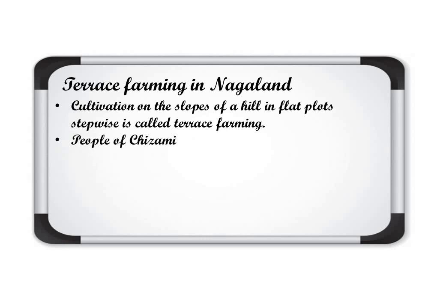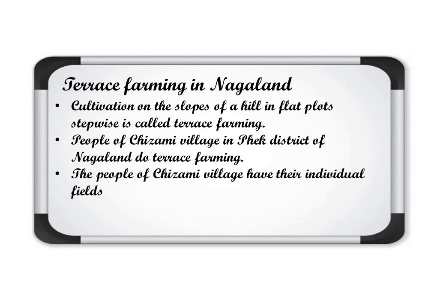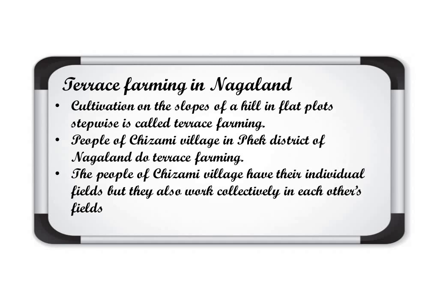So let's see, people of Chizami village in Phek district of Nagaland do terrace farming. So the example of Nagaland has been taken here. Chizami village people do terrace farming. They do the farming on the hill plots. The people of Chizami village have their individual fields, but they also work collectively in each other's fields. It has been observed that they have individual fields, but they help each other when help is required.